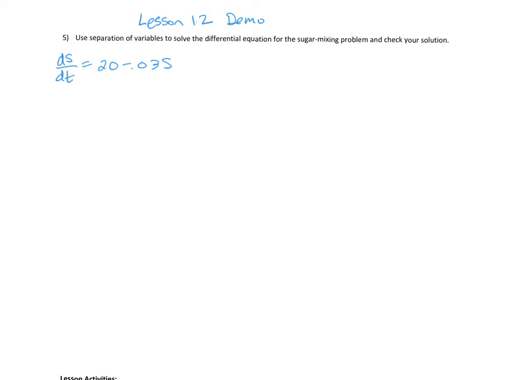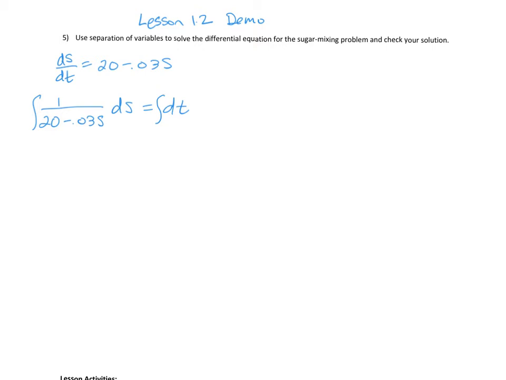So to simplify this, I'm going to rewrite it as 1 over (20 minus 0.03s) ds equals dt. Just a little algebra there. Now all my s's are on the left and all my t's are on the right, and I integrate both sides.